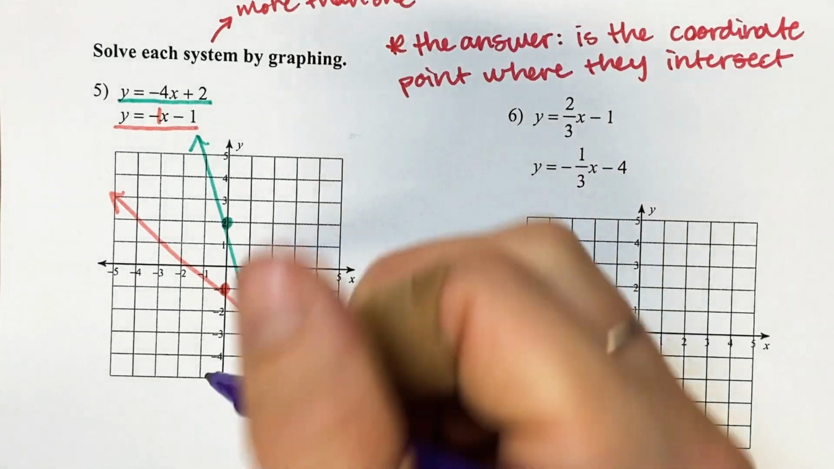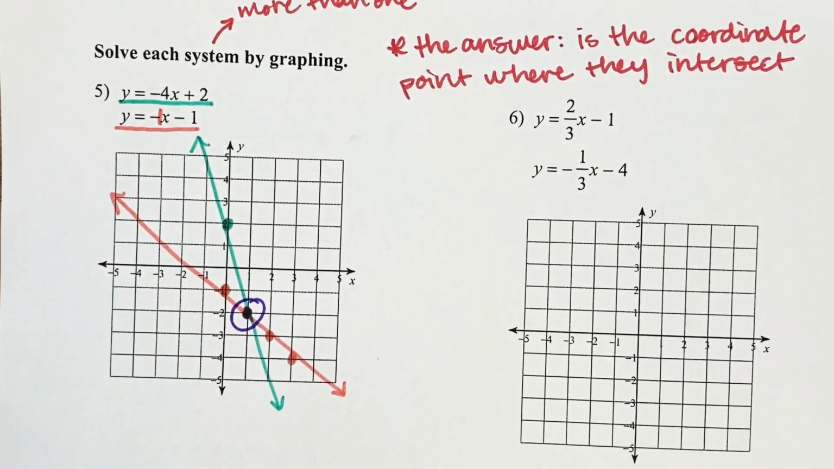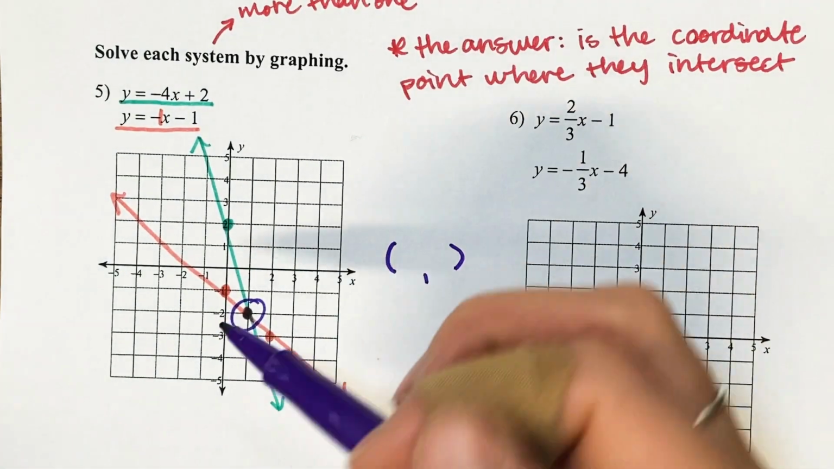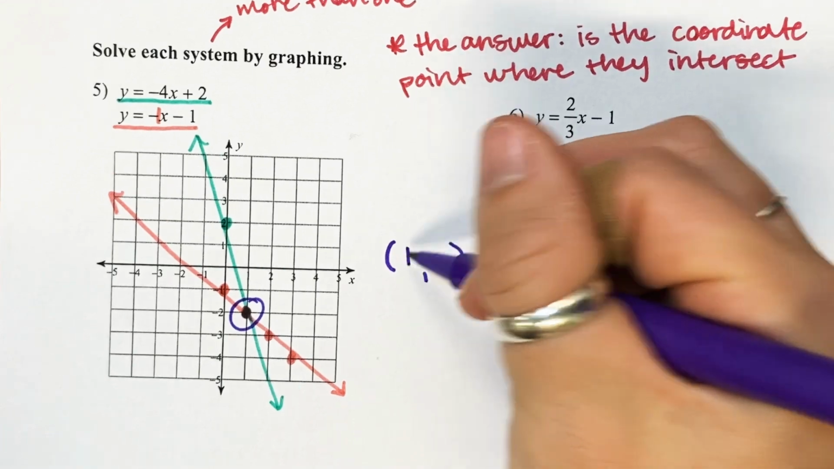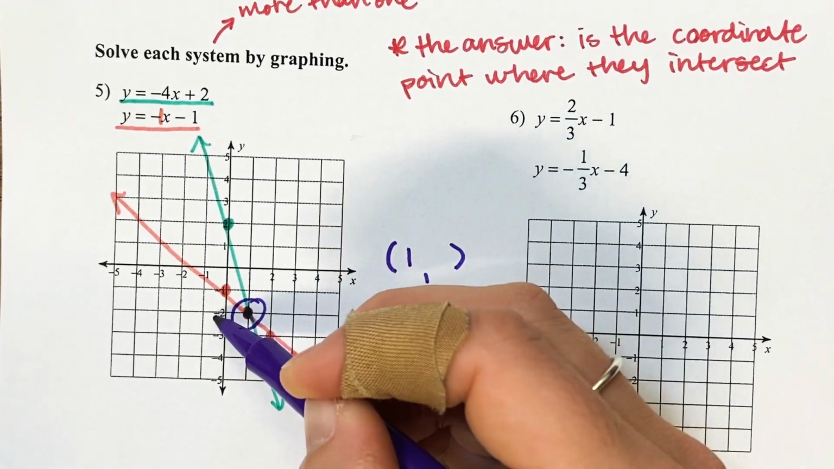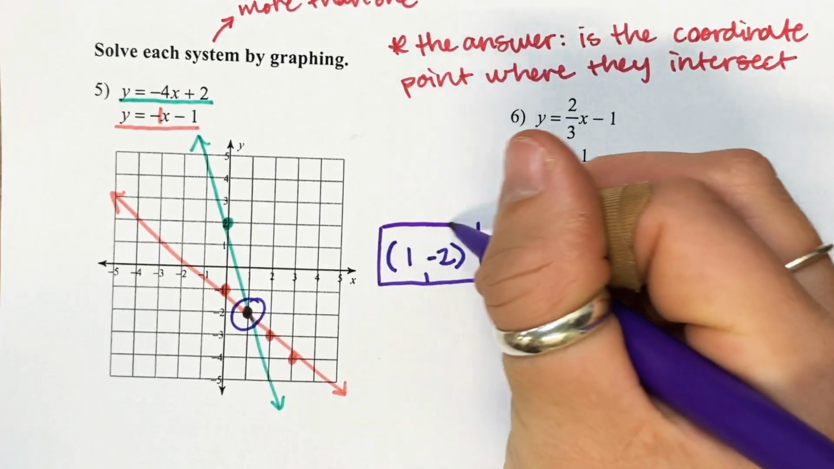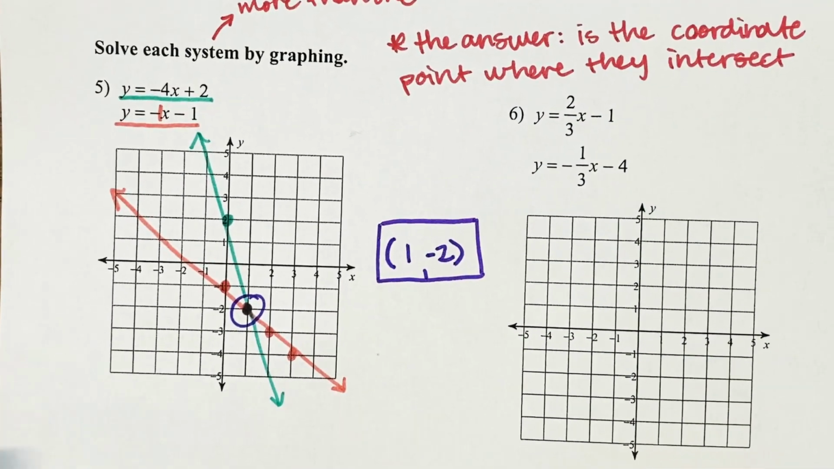So our answer is that point right there. Let's write it as a coordinate point. x comma y: our x is 1, and our y is -2. So our answer that you're actually trying to find is (1, -2).